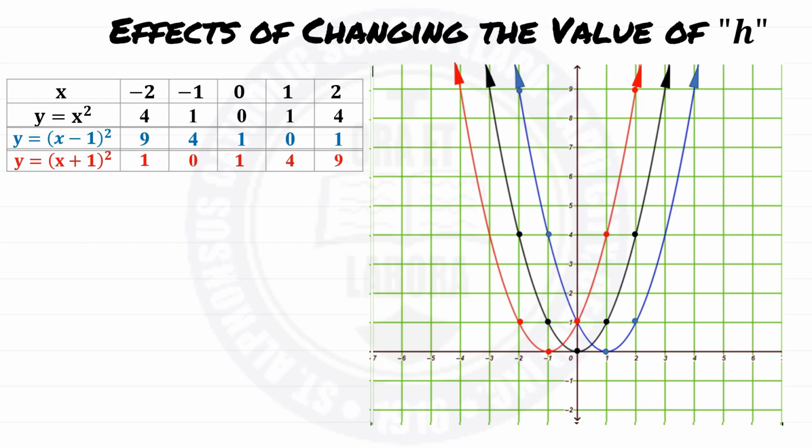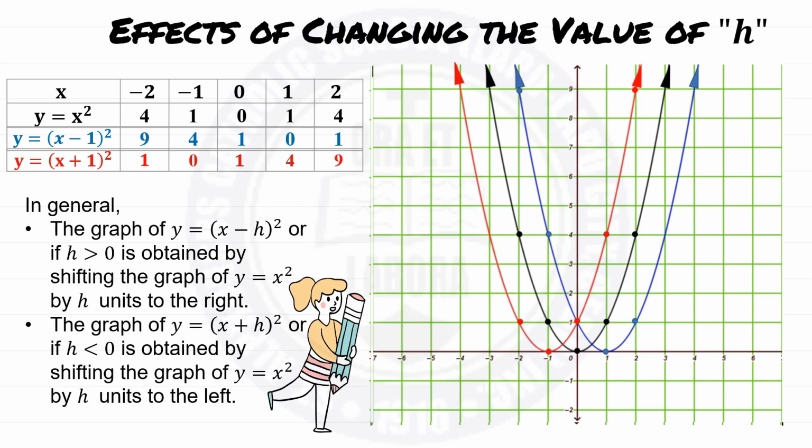Graphically speaking, the graph of y equals quantity x minus 1 squared, where h is positive 1, is shifted one step to the right of that of y equals x squared. While the graph of y equals quantity x plus 1 squared, where h is negative 1, is shifted one step to the left of that of y equals x squared. Still, a similar property can be seen when a is less than 0.